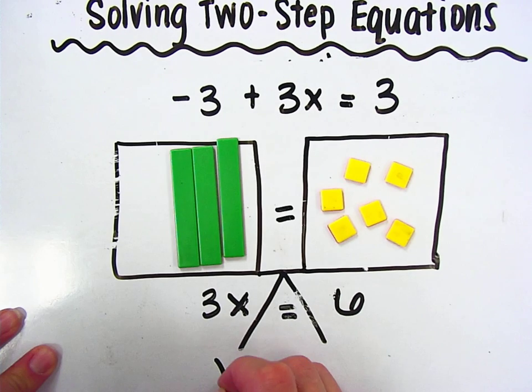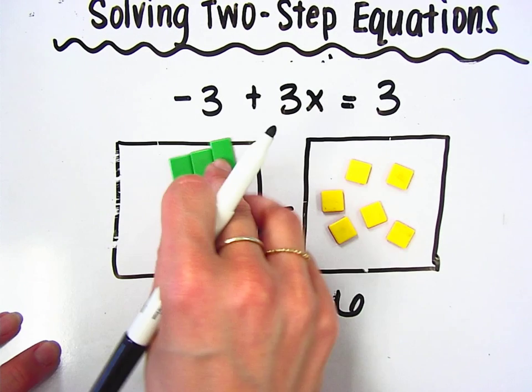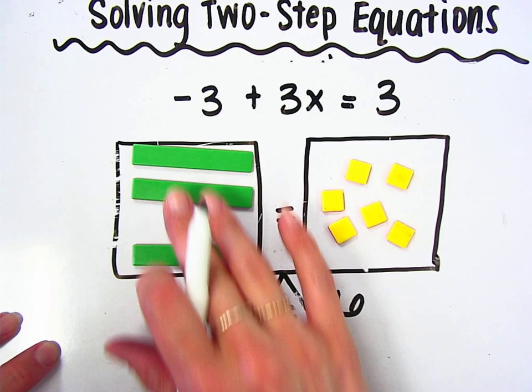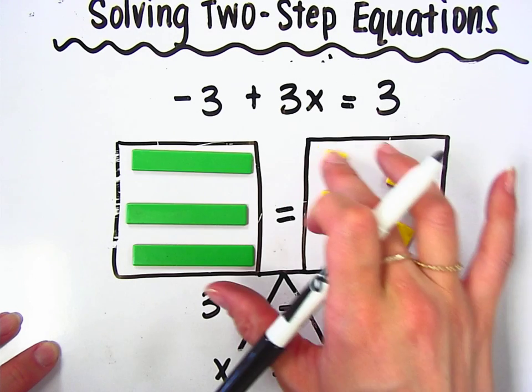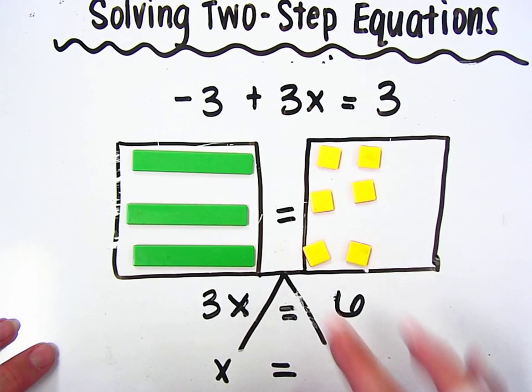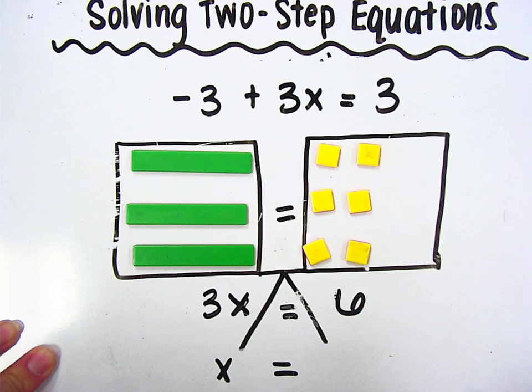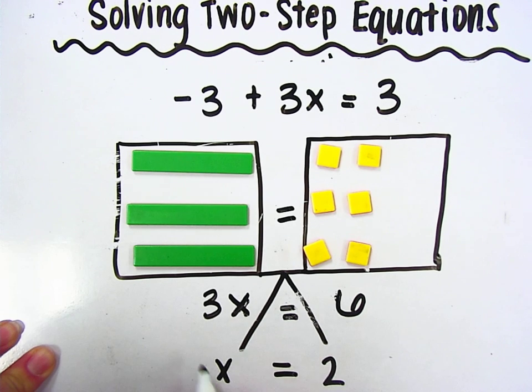Again, we want to know ultimately what 1x is equal to. So to find just 1x, I'm going to split these 3 x tiles into 3 groups, and I'm going to do the same thing with the 6 tiles I have on the other side. This is showing me that 1x matches up to 2 positives, so in this case, x is equal to 2.